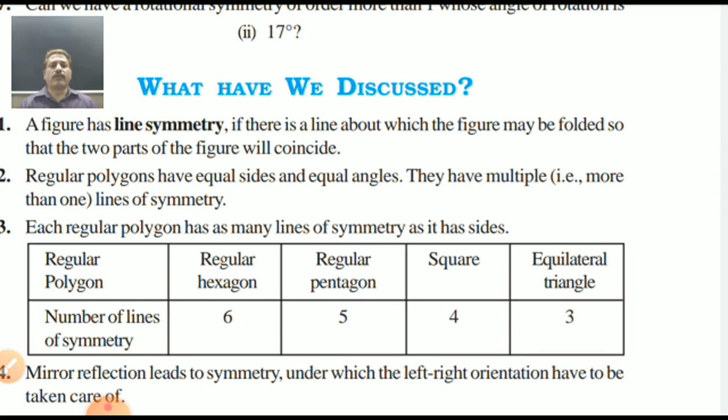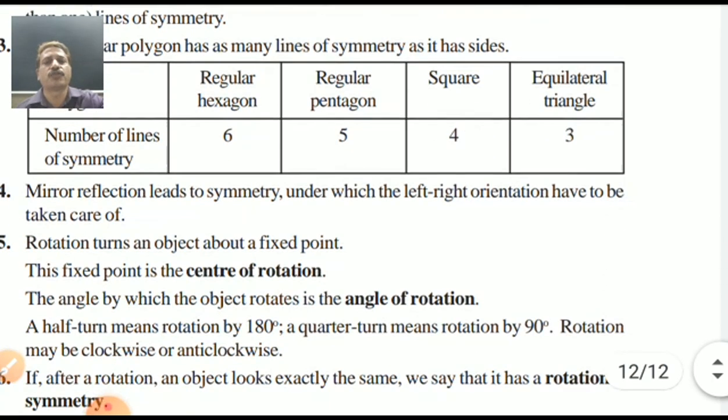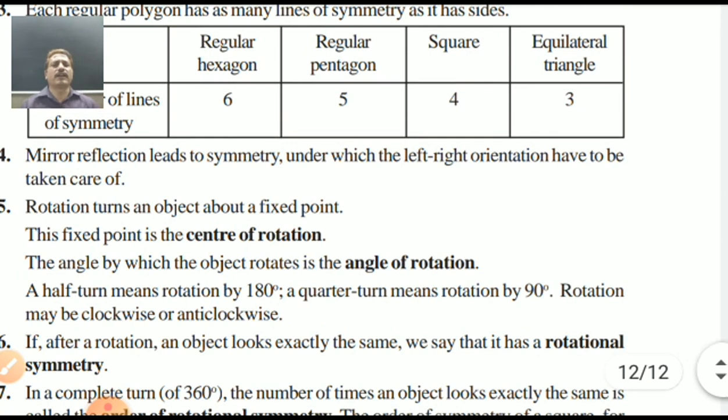Regular polygons have equal sides and equal angles. Yes, they have multiple lines of symmetry, that means more than one. Third one, each regular polygon has as many lines of symmetry as it has sides: 6 for 6, 5 for 5, 4 for 4, 3 for 3. Yes, good question. Mirror reflection leads to symmetry, under which the left-right orientation has to be taken care of.